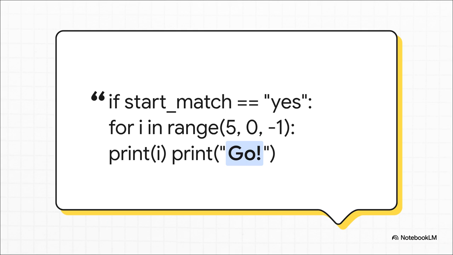Now check out the difference with the countdown combo. In this case, that for loop doesn't even think about running unless that first condition is met. That start match has to equal yes. So the if statement is the trigger. Once that trigger is pulled, then the loop kicks in and starts the countdown sequence. This is literally how games like Mobile Legends or PUBG work. The match doesn't start until the condition is met, and then the countdown begins.